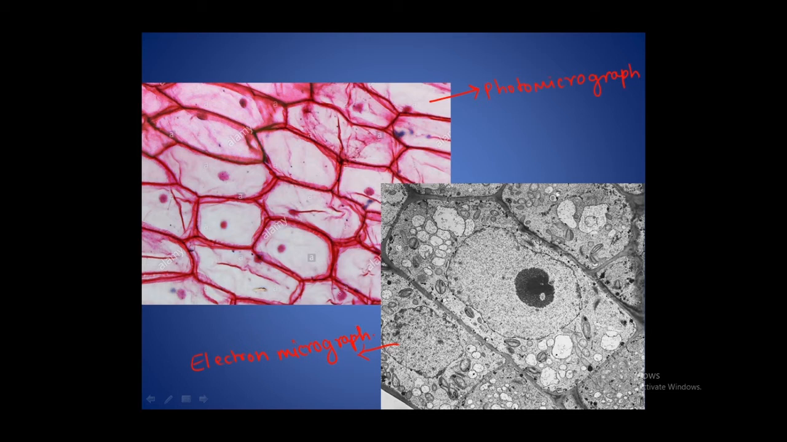Now you can easily see the difference. In the photomicrograph, you can hardly see any cell organelles except the nucleus, cytoplasm and cell membrane. But if you see the electron micrograph, you can observe different types of cell organelles. Why do we have such a difference in the photomicrograph compared to the electron micrograph? The answer is resolution. Now let's understand what resolution is.